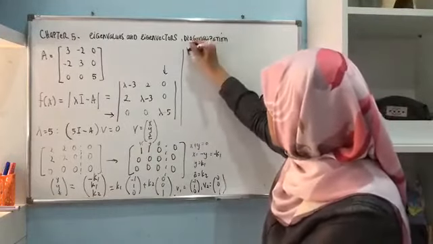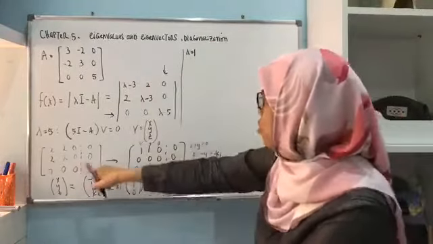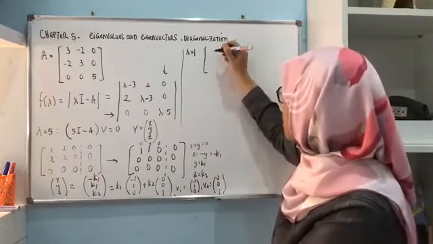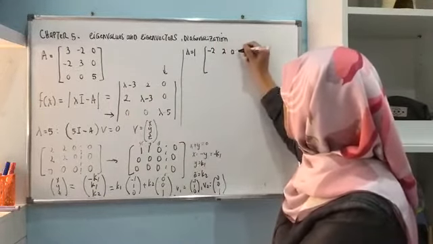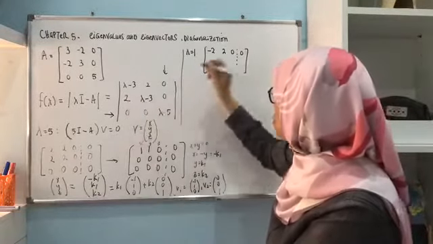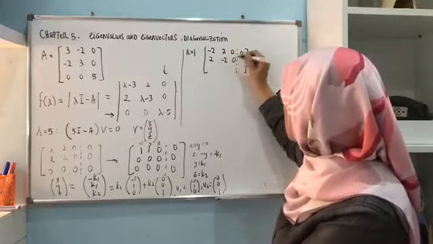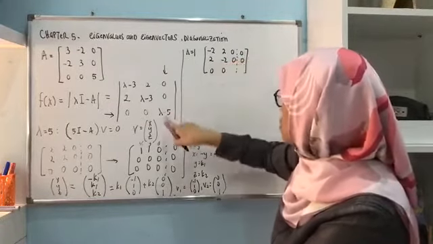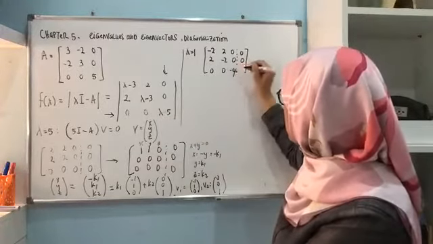When lambda is 1, okay, put 1 here, follow this. When lambda is 1, negative 2, 2, 0, 2, negative 2, 0, 0, 0, and 1 minus 5 is negative 4.